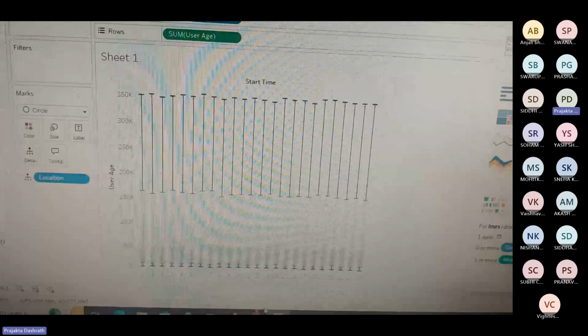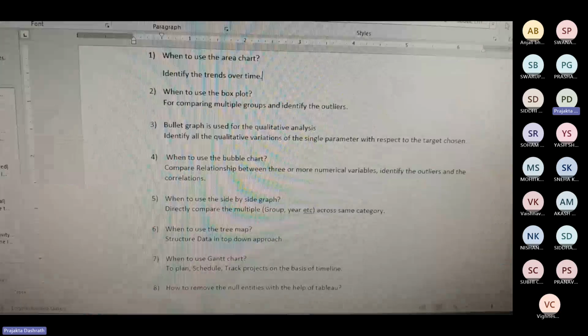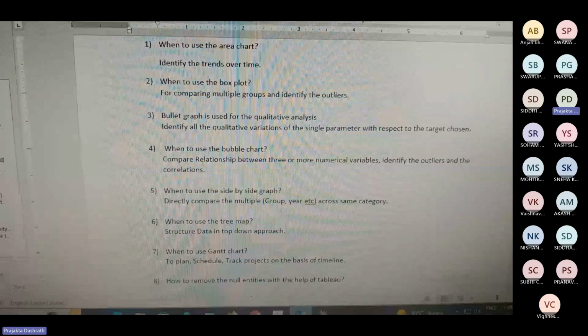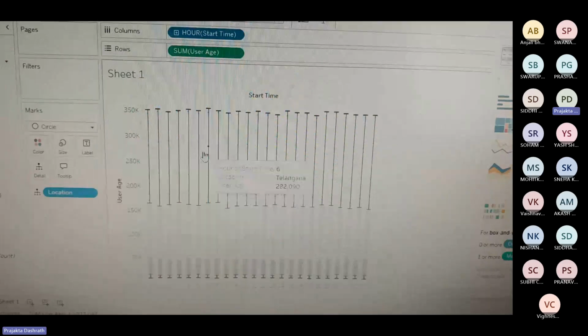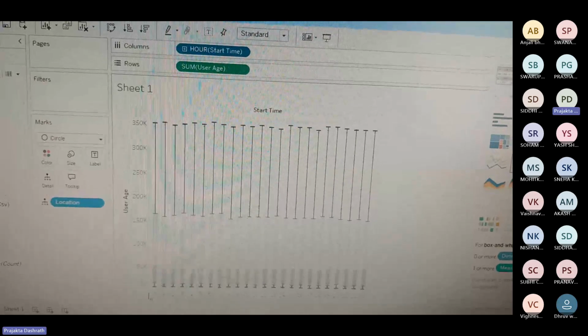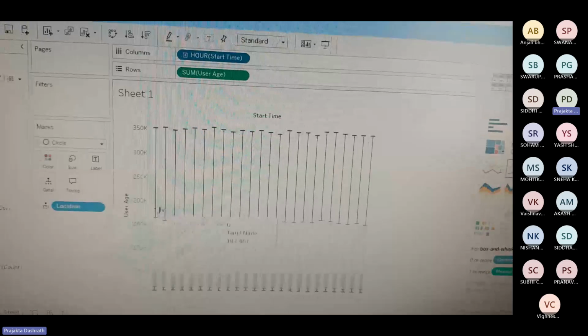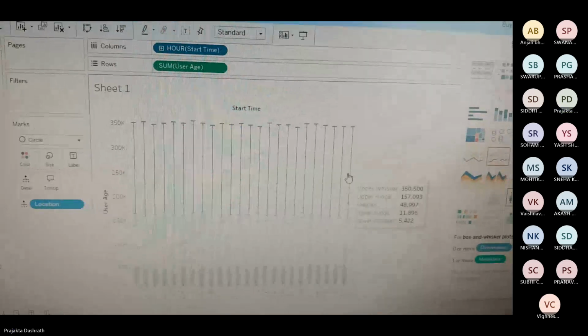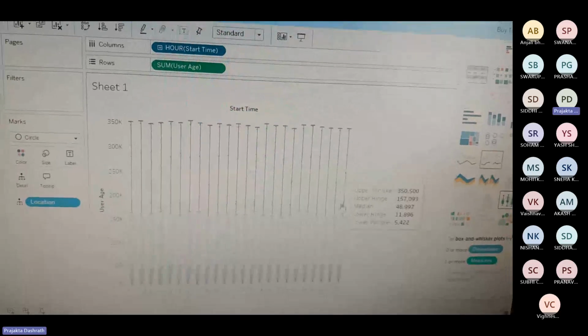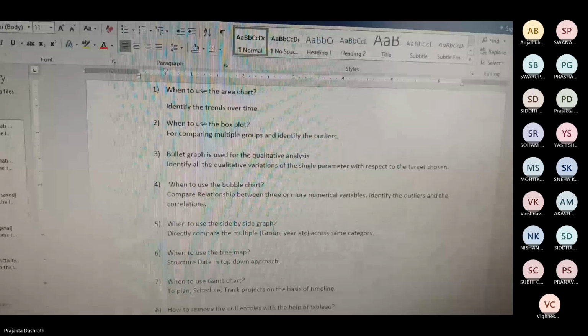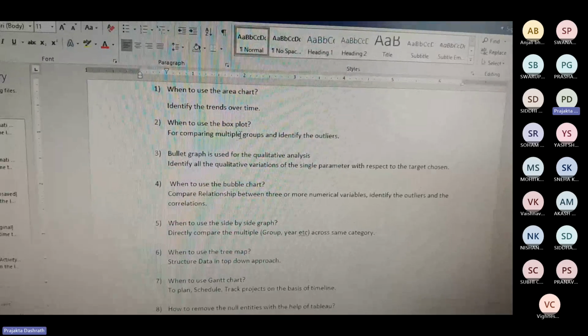When to use box plot? I will repeat it once. For comparing multiple groups and identifying outliers. Now let us try to figure out the outliers. This is the end of the box plot, this is the start of the box plot, and this is the entire part. Is that clear? Shall we proceed? How many charts have we gone through right now? Area chart and box plot.